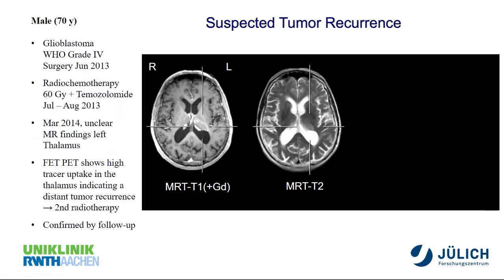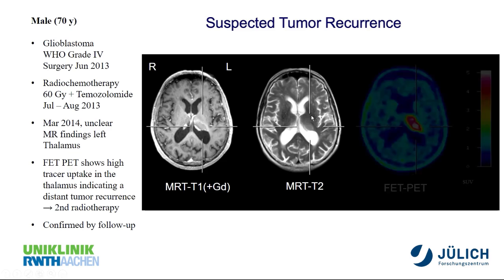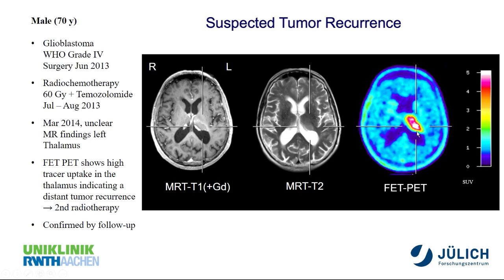This 70-year-old patient was operated in June 2013 for a glioblastoma in the frontal lobe. He then also received radiation therapy with 60 Gray and chemotherapy with temozolomide. The MRI check in March 2014 revealed unclear findings in the area of the right thalamus. The FET PET showed high tracer uptake in this area, indicating a distant tumor recurrence, which was confirmed by further follow-up. The patient received further radiotherapy on the distant tumor lesion.